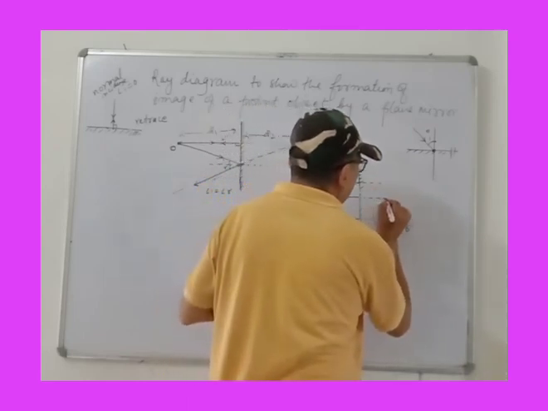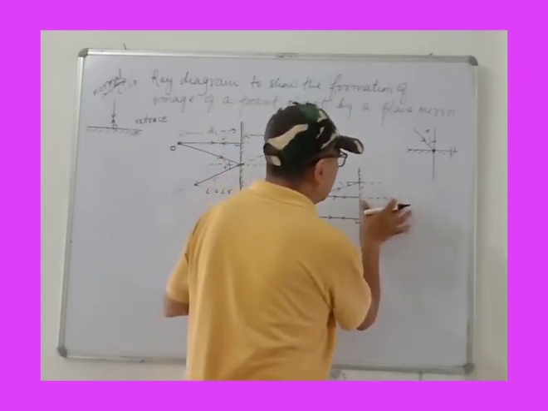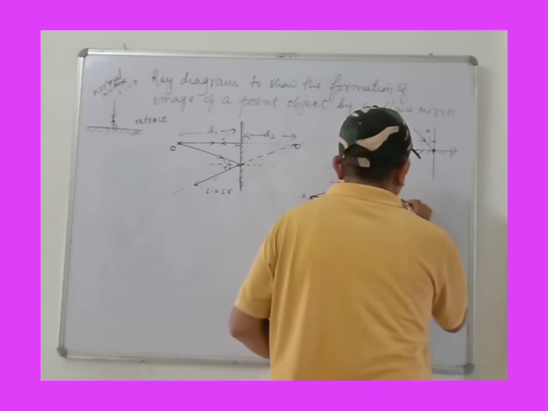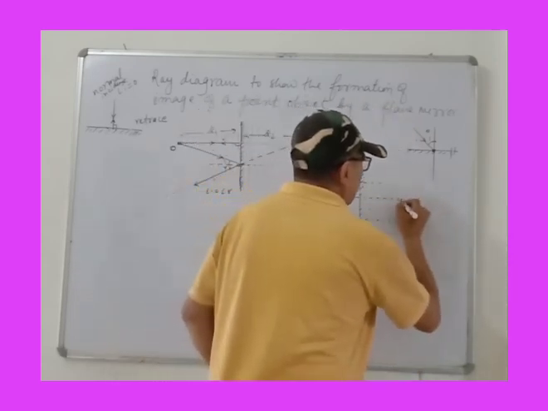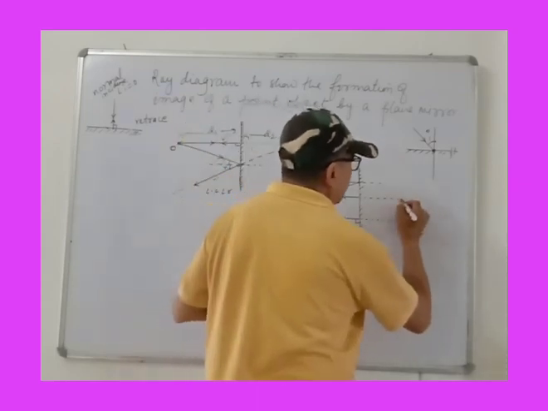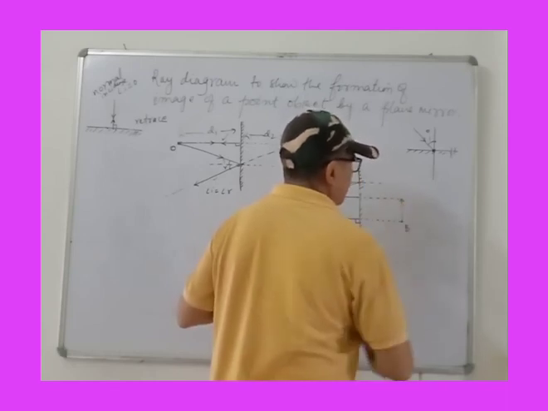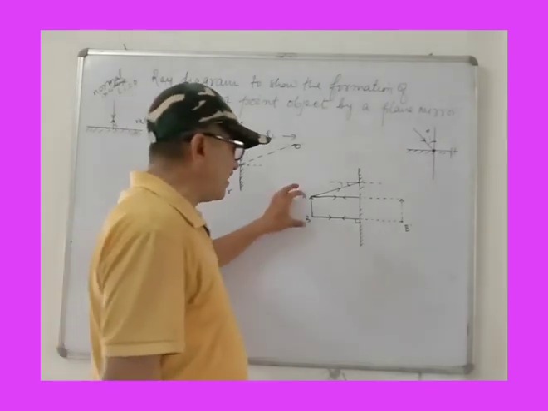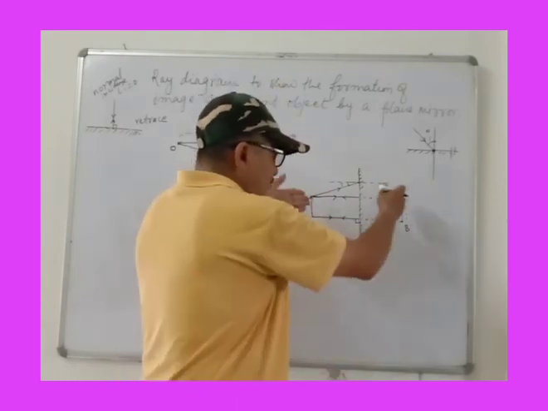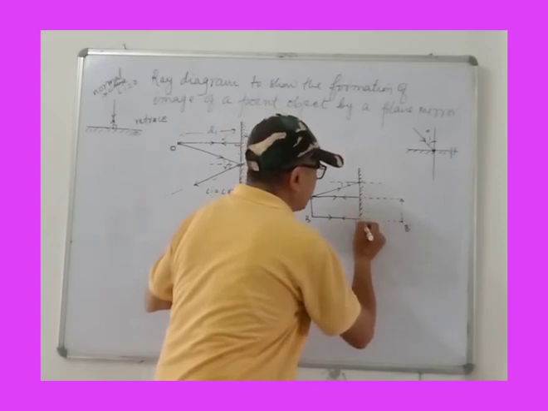Oh, a little less. Okay. This is the head. The image's tail is the tail and head is the head. According to the properties of the image formed, the size will be the same, and the distance from the mirror will also be the same for object and image. Is that clear? Okay.